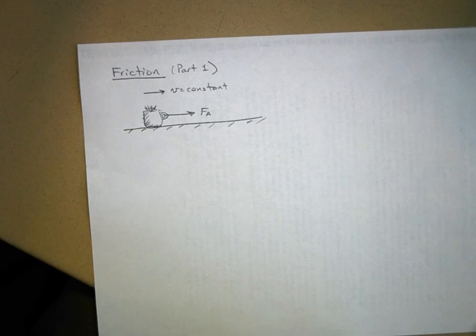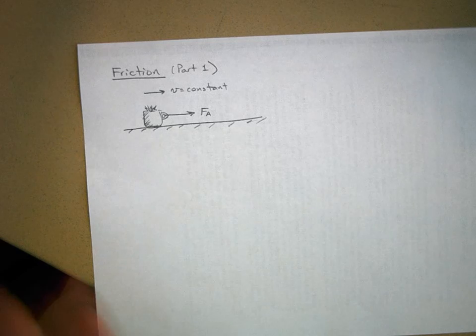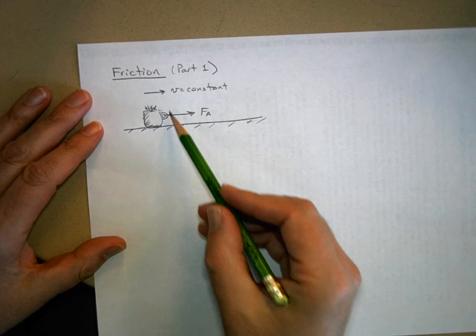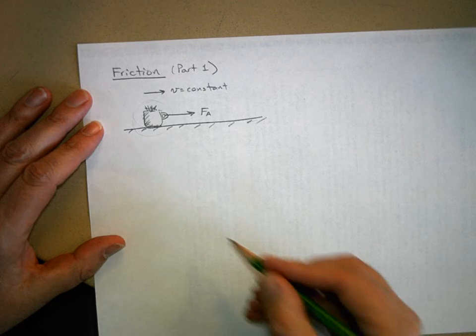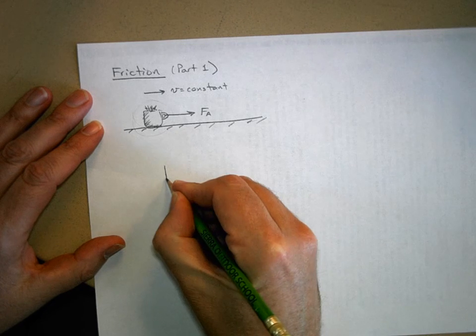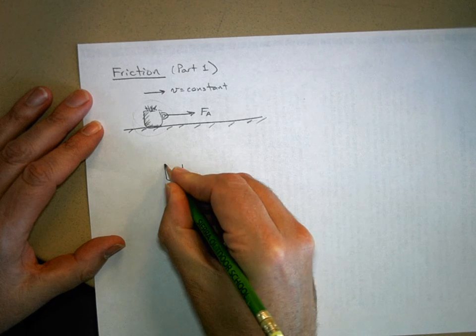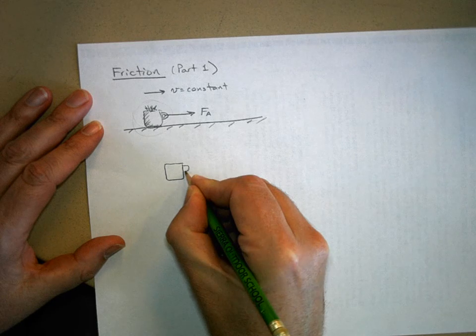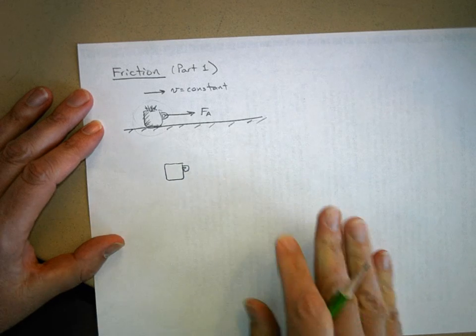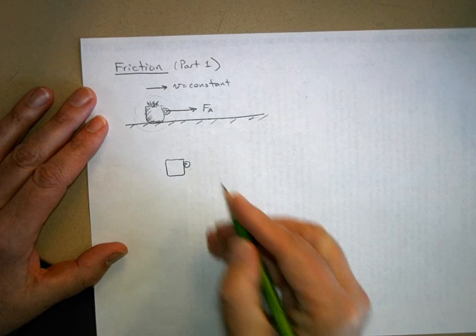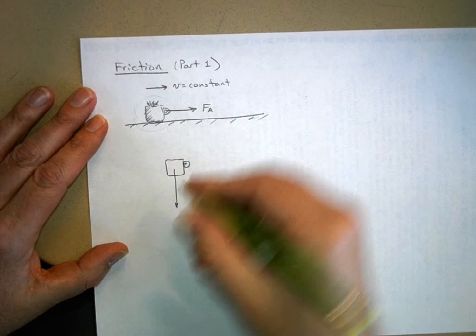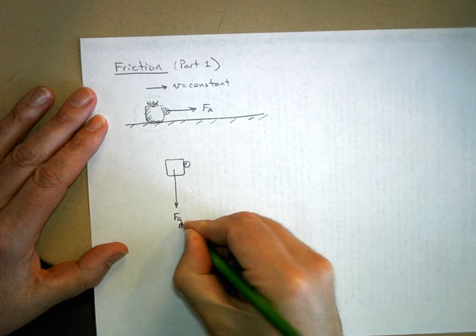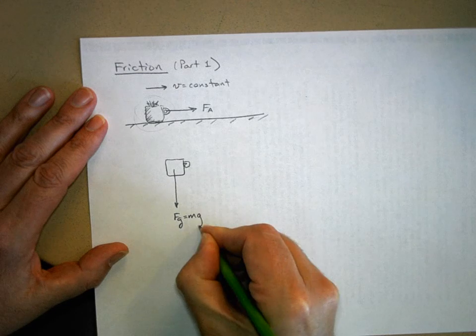Now we're going to follow the procedure that we talked about. I'm going to draw a free body diagram of the coffee mug and show all the forces acting on it. So here's the coffee mug. And we've got the force of gravity, equals mg. We'll just call it mg.